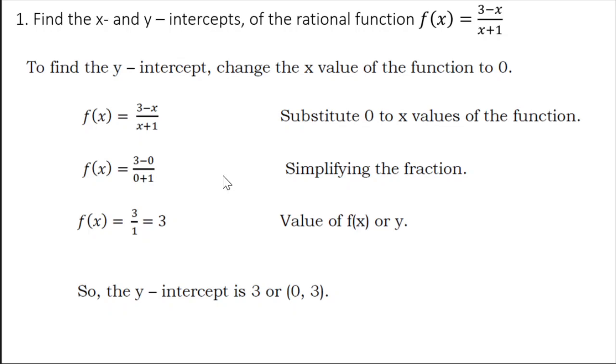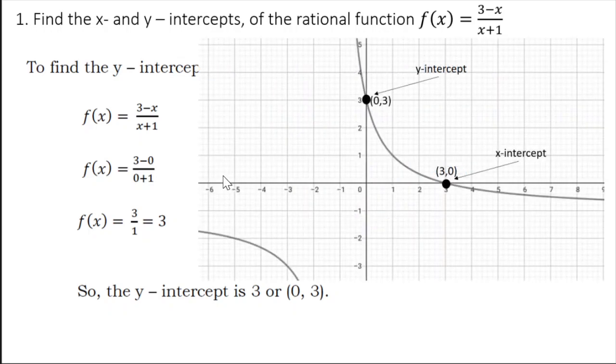If we try to plot this one in the graph, our y-intercept is in this point, 0 and 3. So our x there is 0 and the value of y is 3. To recall, the value of your x-intercept is the value of your x when y is equal to 0. And the value of y-intercept is the value of your y when x is equal to 0.